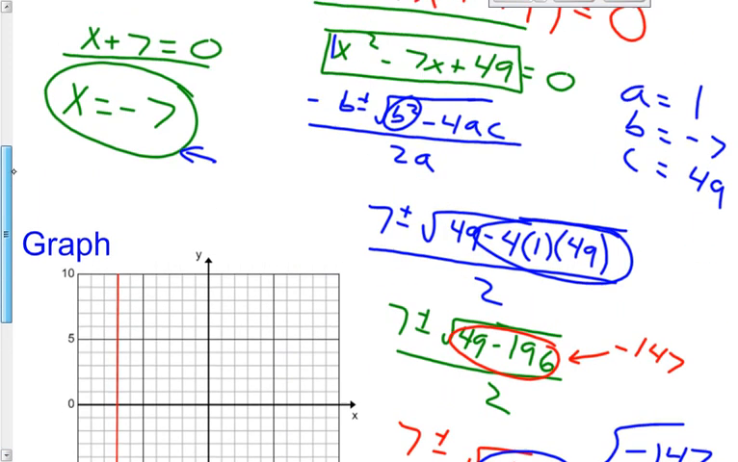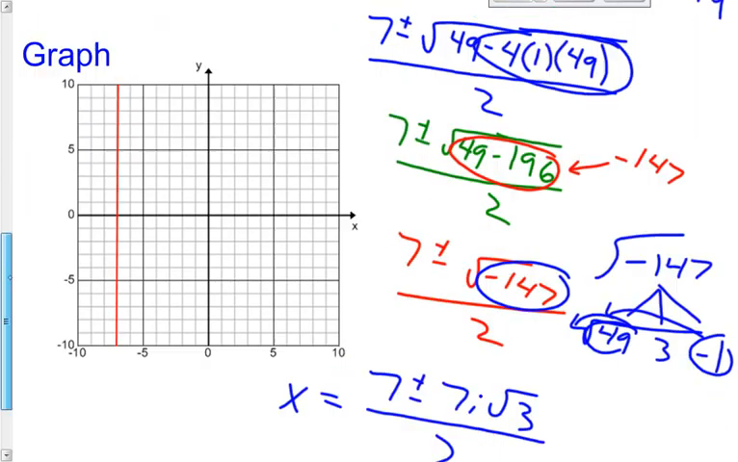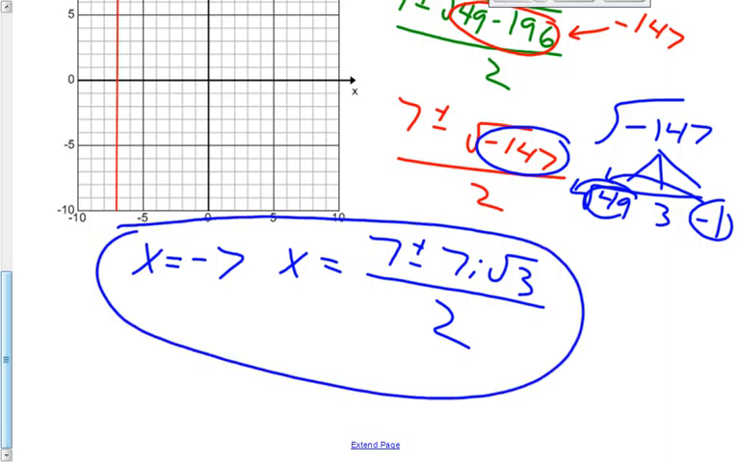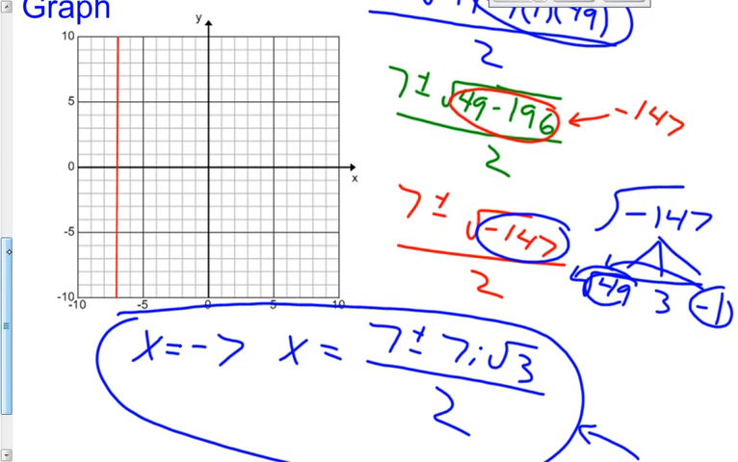Our first one was right here, x equals negative 7. And the other two are 7 plus 7i square root 3 over 2 and 7 minus 7i square root 3 over 2. So there's our three answers. As you can see, these two here are imaginary, so those don't cross the x-axis. So you just have one, and that's at negative 7, which is right there.